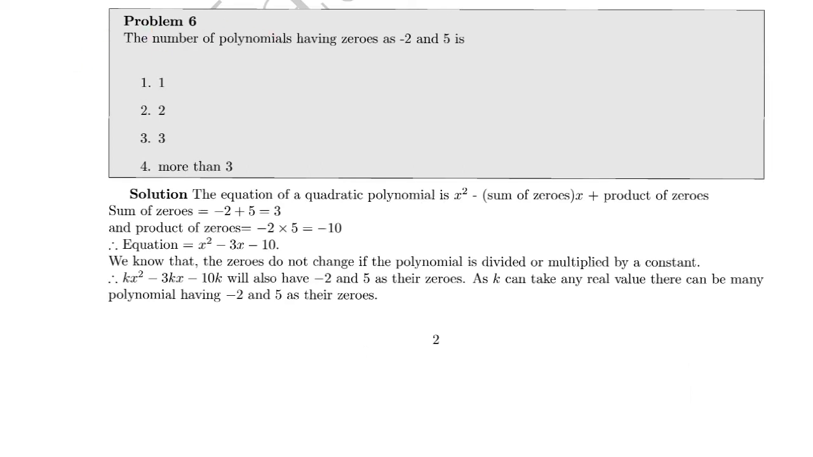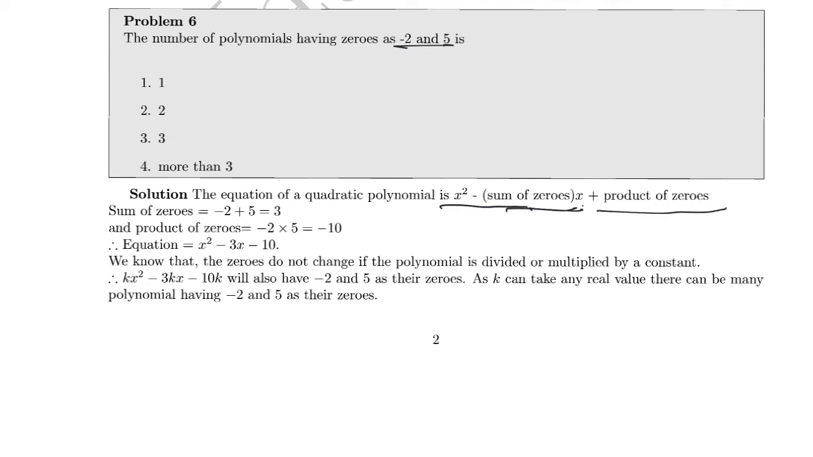Let's see problem number 6. The problem says the number of polynomials having zeros as minus 2 and 5 is. This question asks how many polynomials you can find that have zeros as minus 2 and 5. The options are 1, 2, 3 and more than 3. Let's see the solution. We know that the equation of a quadratic polynomial is x square minus the sum of zeros into x plus the product of zeros.